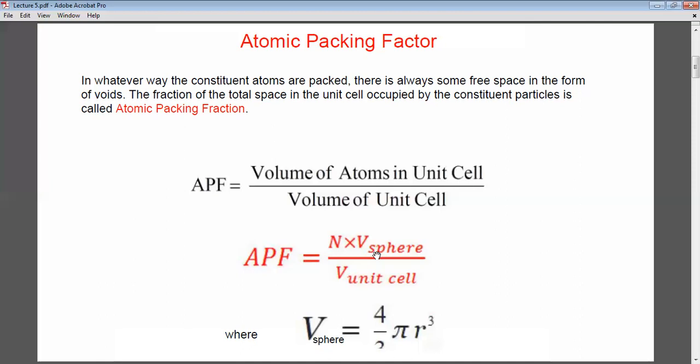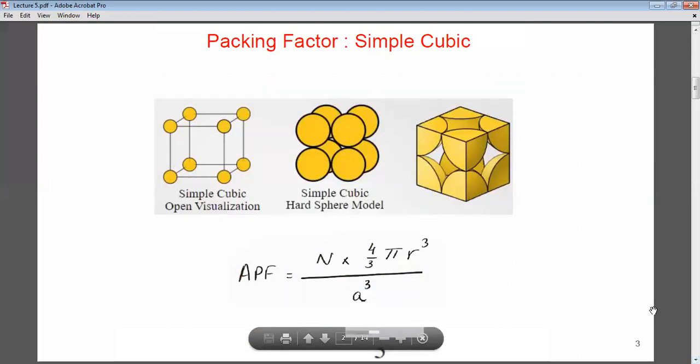So the atomic packing factor will always be less than 1 because there will always be some free space, okay? Because there is some free space, it implies the volume of the atoms in the box is less than the volume of the box, which means this thing over here is less than 1. Okay, so the atomic packing factor is less than 1. Let's look at particular examples, and I want you to focus here.